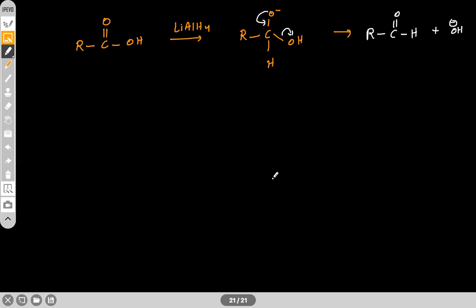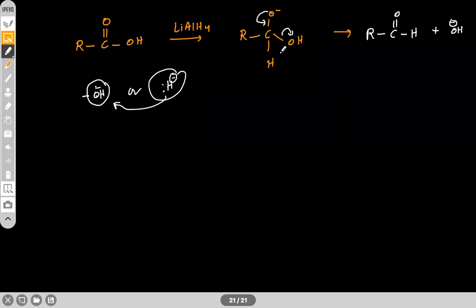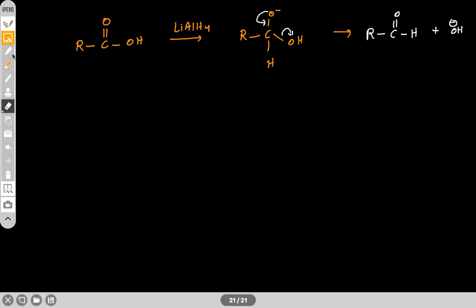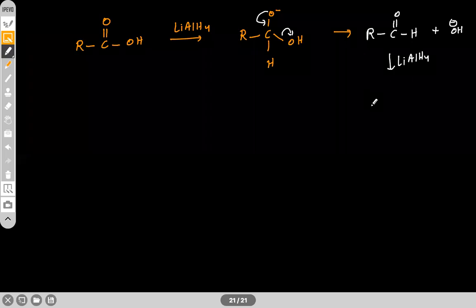OH minus is a poor leaving group. But why is it happening? Because we don't have any other choice actually. Either OH minus will go out or H minus will go out. And if you compare these two, OH minus is more stable than H minus because the negative charge is present on oxygen, an electronegative element. So OH minus is better than H minus in terms of leaving nature, and that is why it is happening here. Otherwise, it is a poor leaving group. Okay, that is what happens. After this, the aldehyde goes under reduction with LiAlH4 and converts into alcohol, that is RCH2OH.